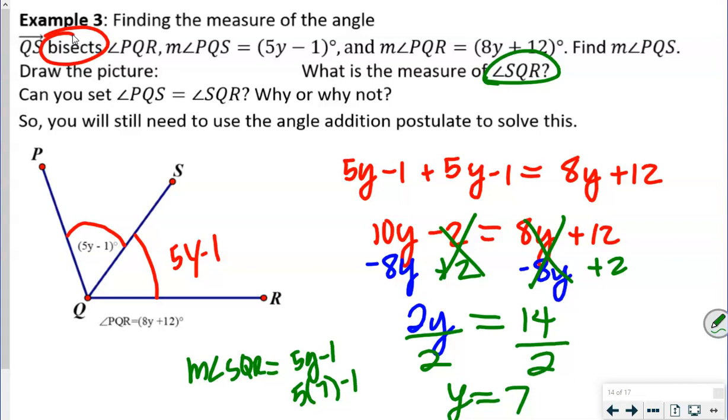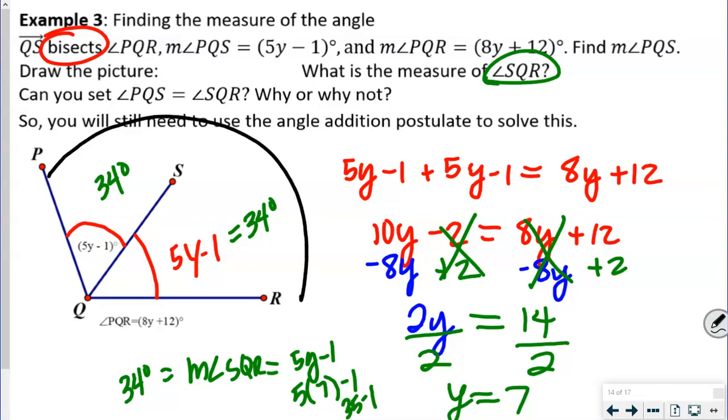Yes? So this one's going to be 35 minus 1. So this is going to be equal to 34 degrees. So what if it asks us what PQR was? So that means if this is 34, that means that's 34. So what's the whole big angle, guys? Isn't it going to be 68 degrees?